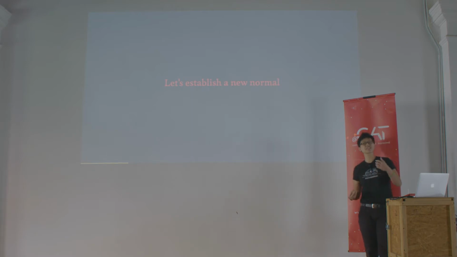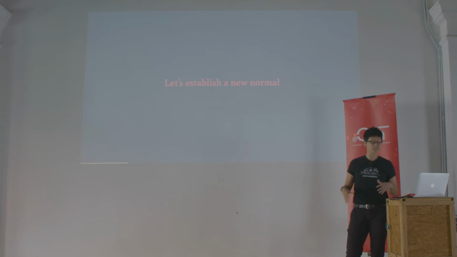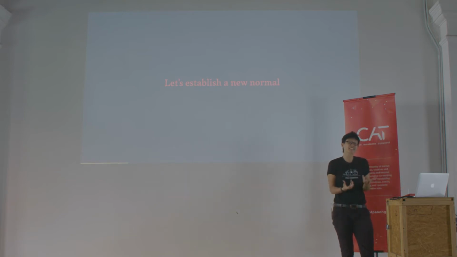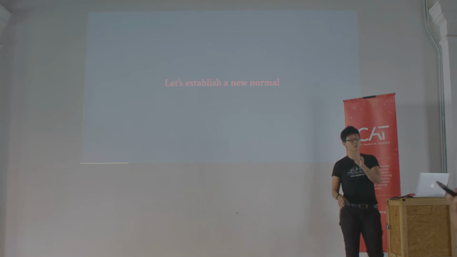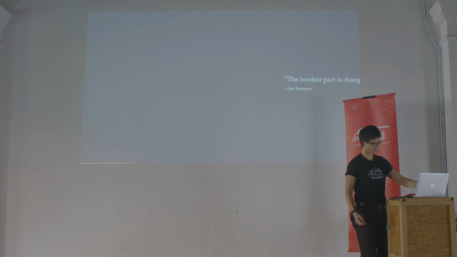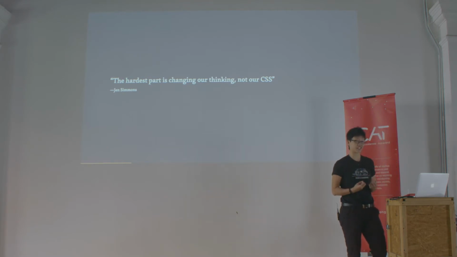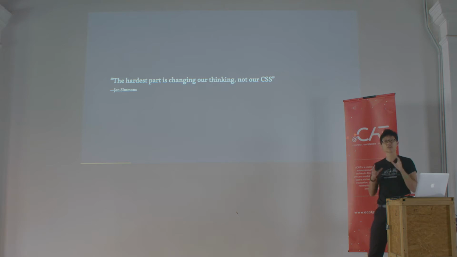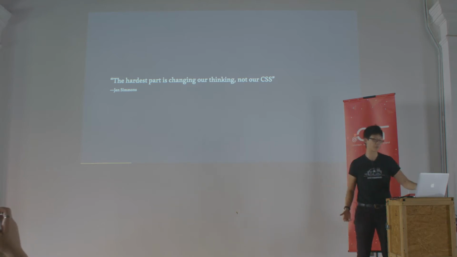I want to establish a new normal for the web, right? A normal where people don't expect websites to look the same across every browser and device. A normal where we embrace the fluidity of content and work with it instead of against it. A normal where we cede control of our designs to the browsers that render them. As Jen Simmons once said, the hardest part is changing our thinking. The dynamism of the web and the lack of control we have as designers and developers over the final output is something that should become part of this new normal.